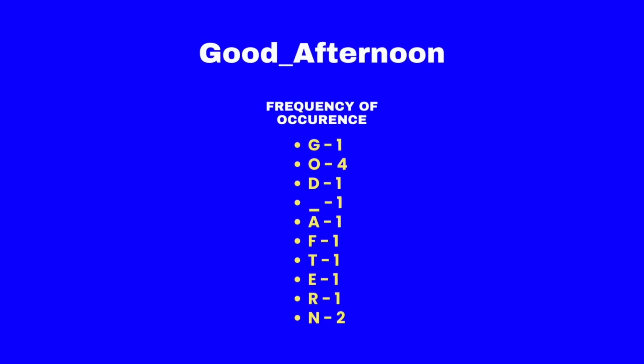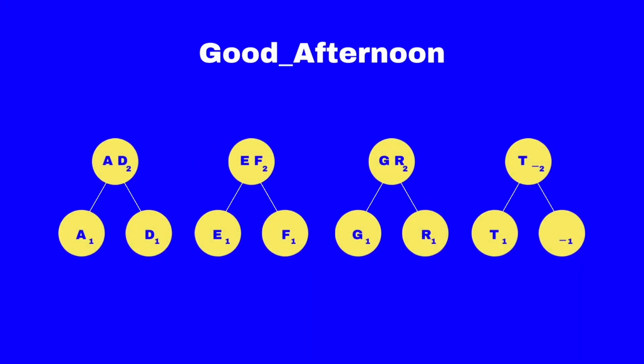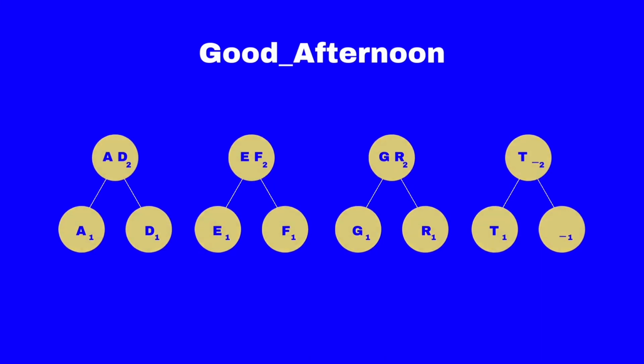Say we have the word "good afternoon." Create a frequency of occurrence table with the symbols along with their number of occurrences. Create a priority queue table with the least frequent symbols on top and the most frequent symbols at the bottom. Start connecting the least frequent symbols together by joining the root nodes together to form a new node. Symbols A, D, E, F, G, R, and T, underscore. Observe these symbols all have their number of occurrences of 1.